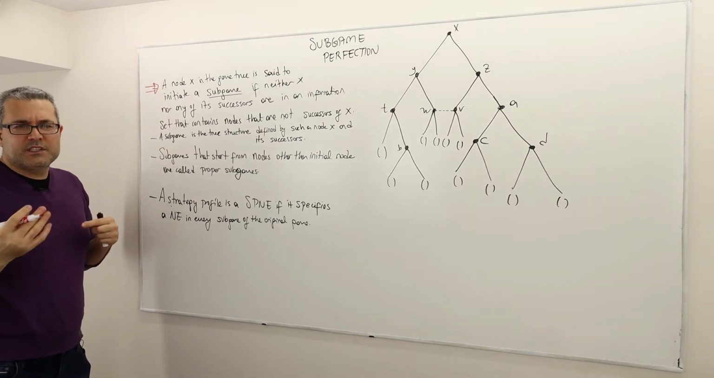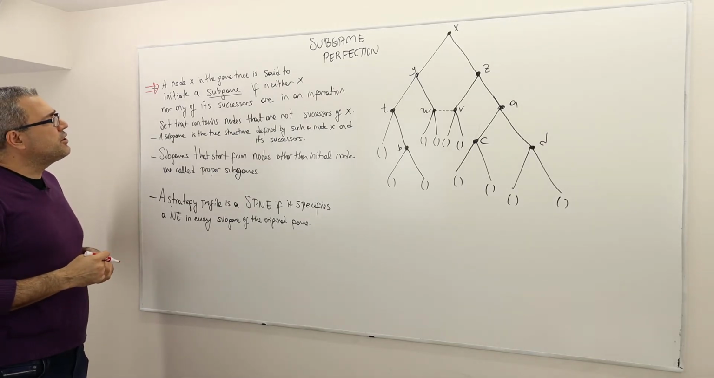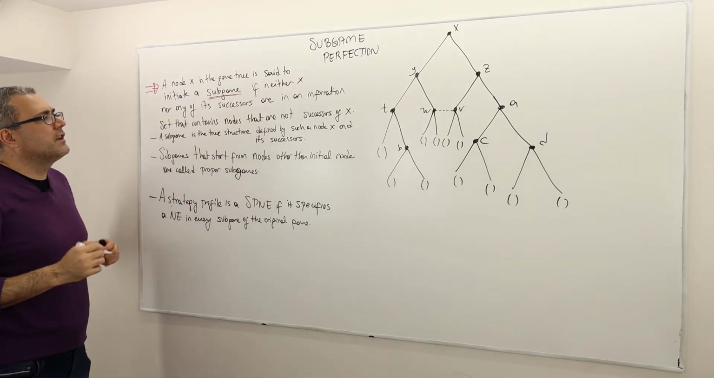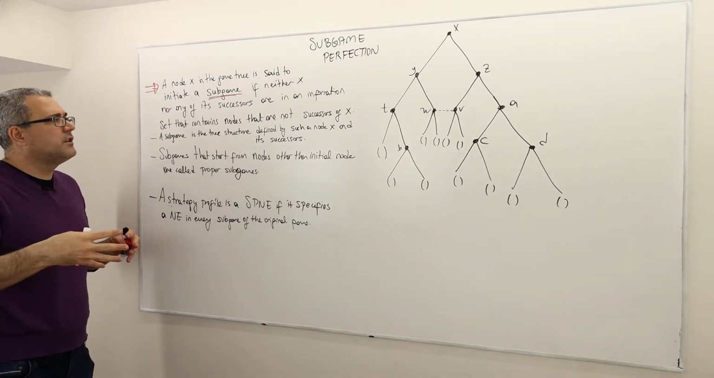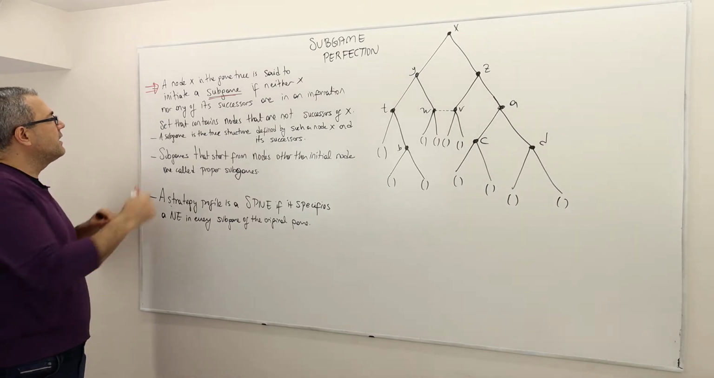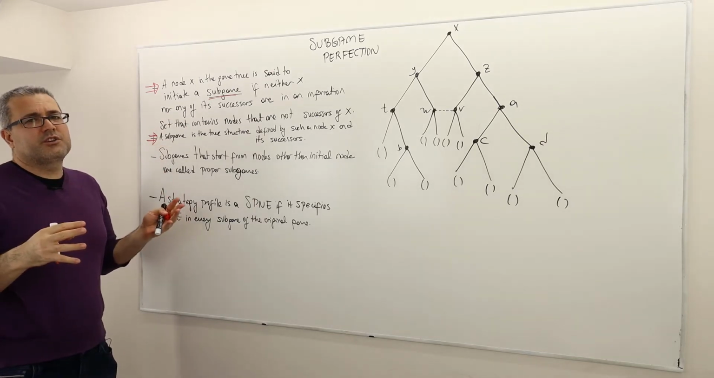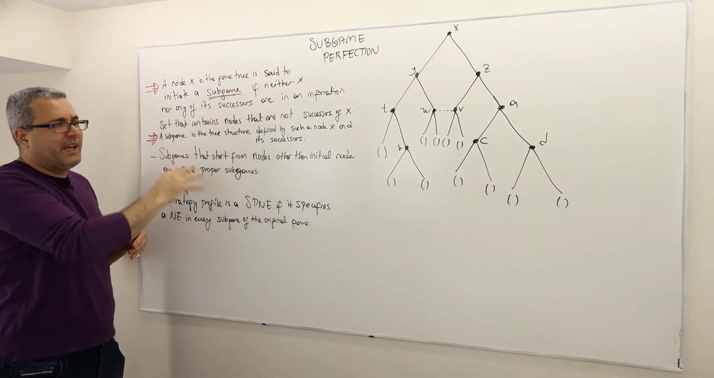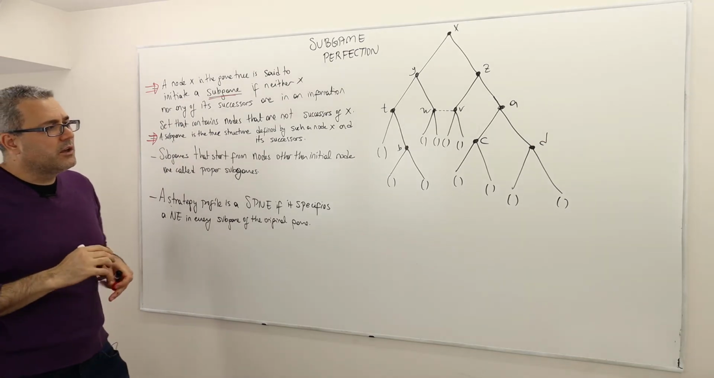A decision node, call it X, in the game tree is said to initiate a subgame if neither X nor any of its successors are in an information set that contains decision nodes that are not successors of X. The second important definition is that a subgame is the part of the tree that is defined by such a node X and all its successors. All right? So let's look at some examples.